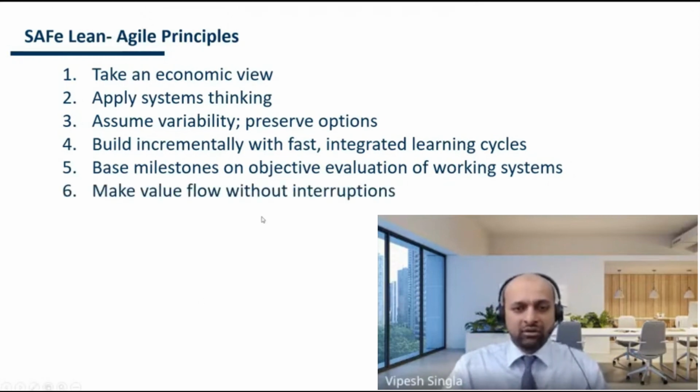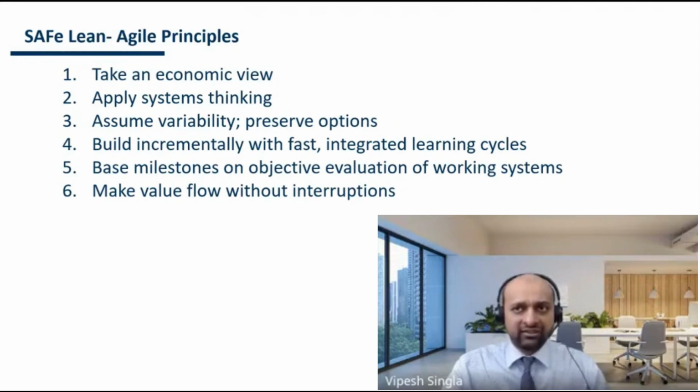Make value flow without interruption. This principle focuses on the importance of delivering value to the customer quickly and efficiently. To achieve this principle, SAFe recommends 8 flow accelerators.